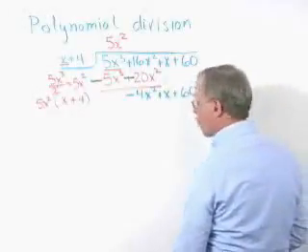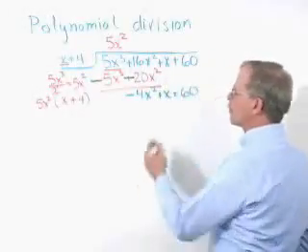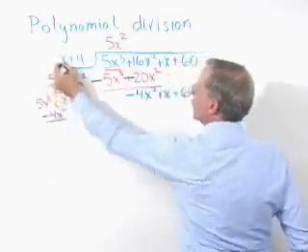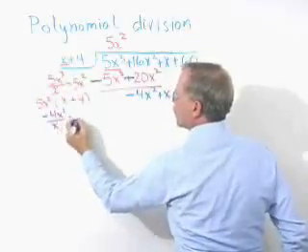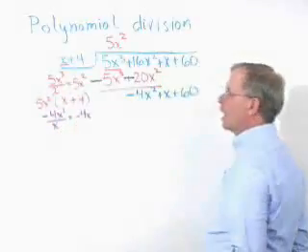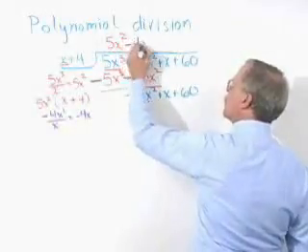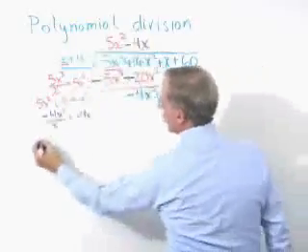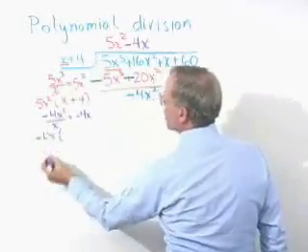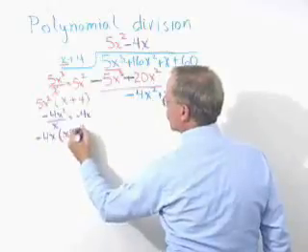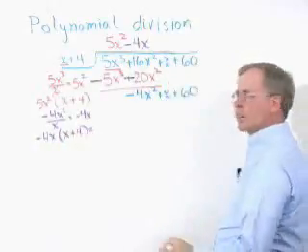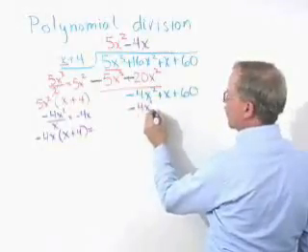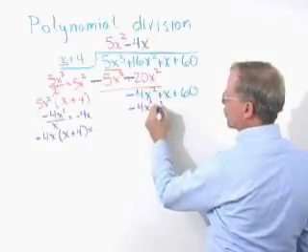Then we want to start all over again. So we'll take negative 4x squared and divide it by x. And that will give us negative 4x. So we'll put that up here. That's the second part to our quotient, which is an answer. Negative 4x times x plus 4 is going to give us our next value, negative 4x squared, and then minus 16x.